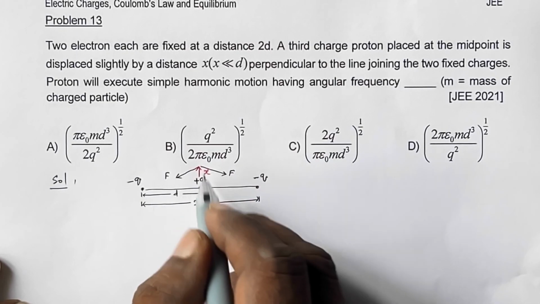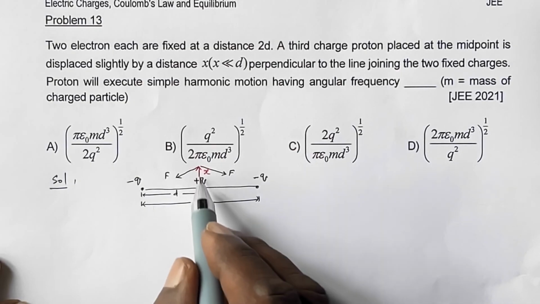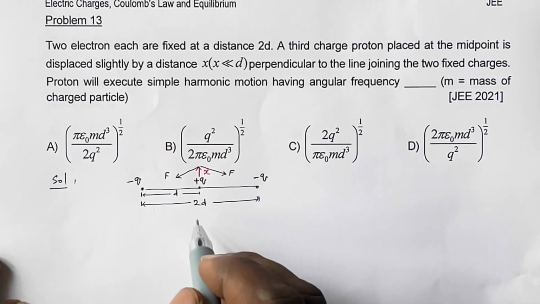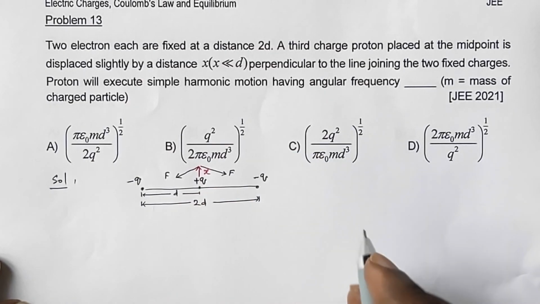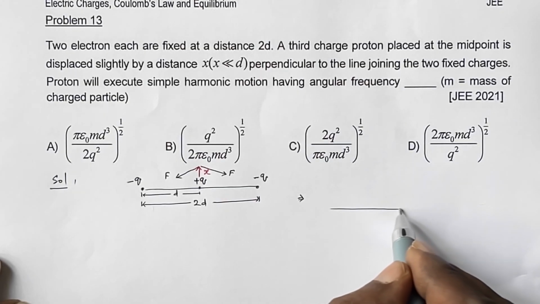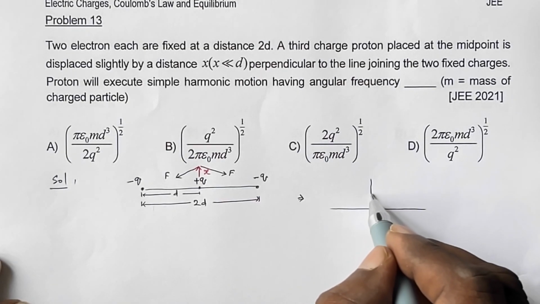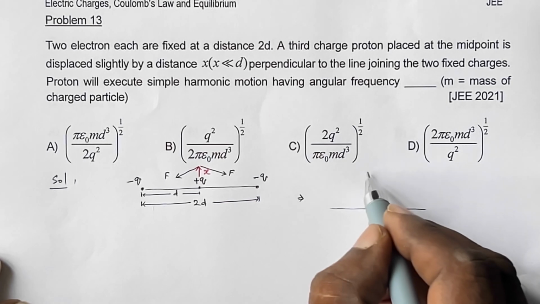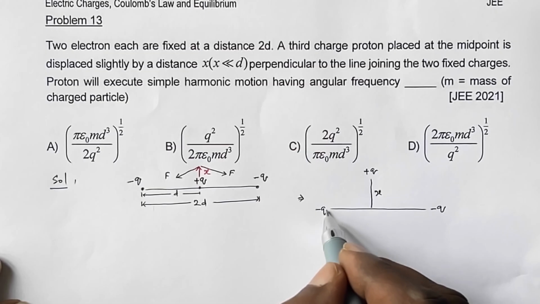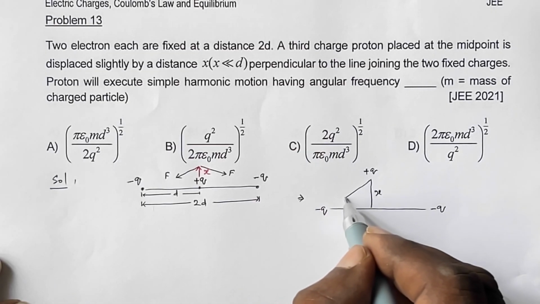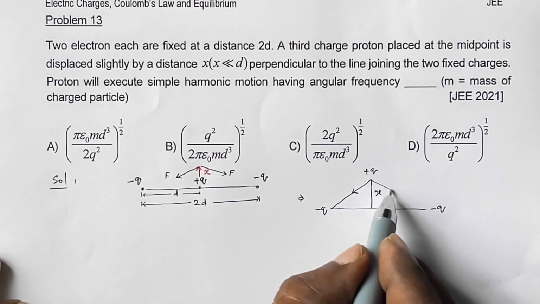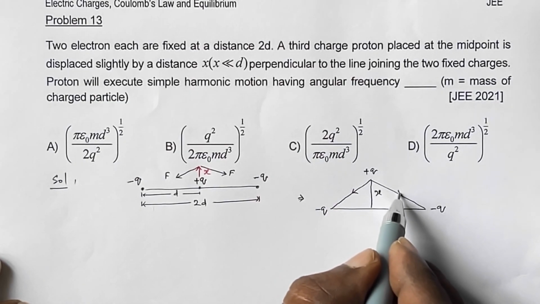The stable equilibrium of this proton lies along the equatorial line. This line we call the equatorial line. So the diagram is like this. This is x distance. Here plus q is there, here minus q is there, here minus q is there. So this plus q is attracted by this minus q electron, and this also is attracted by this one.